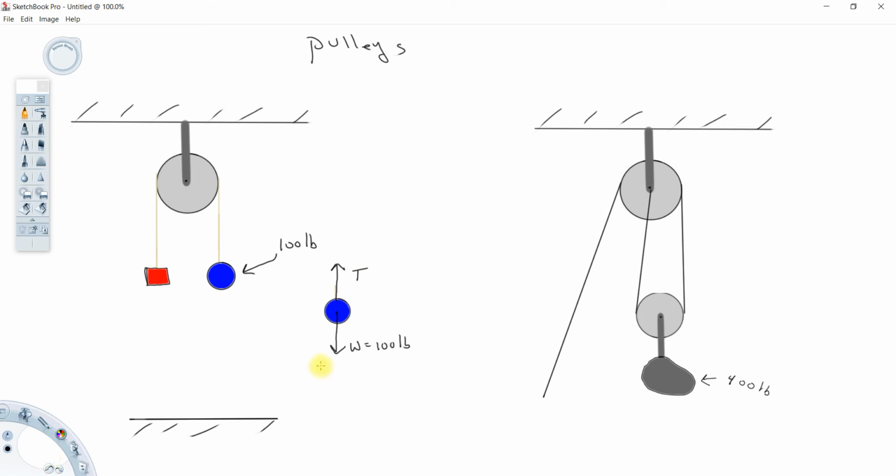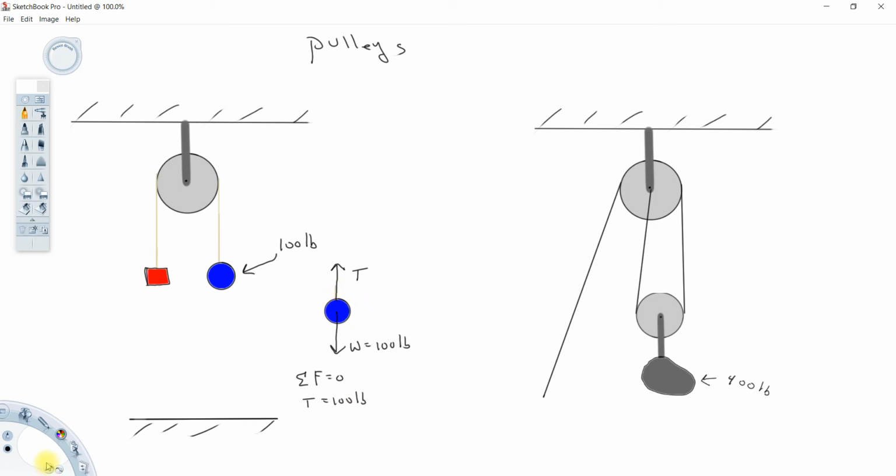Now, the net force has to be zero. So the sum of all forces is equal to zero. Doesn't matter which way is called positive. I'm just going to skip to the result that everybody probably already realizes. That tension force must be 100 pounds. Otherwise, this thing would be accelerating.